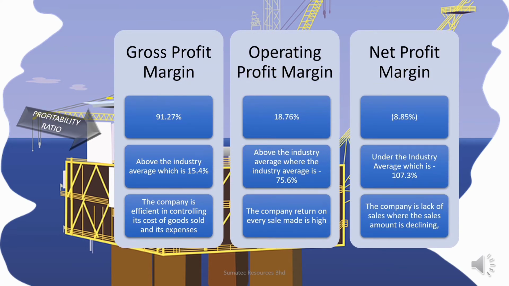For the profitability ratios of Sumatec Resources Berhad, the gross profit margin ratio is 91.27%, which is above the industry average. Sumatec Resources Berhad is efficient in controlling its cost of goods sold and its expenses. For the operating profit margin, which is 18.76%, that is also above the industry average. This is because the company's return on every sale made is high. And for the next ratio, which is net profit margin, the company's net profit margin is negative 8.85%. That is under the industry average. The company lacks sales, where the sales amount is declining.